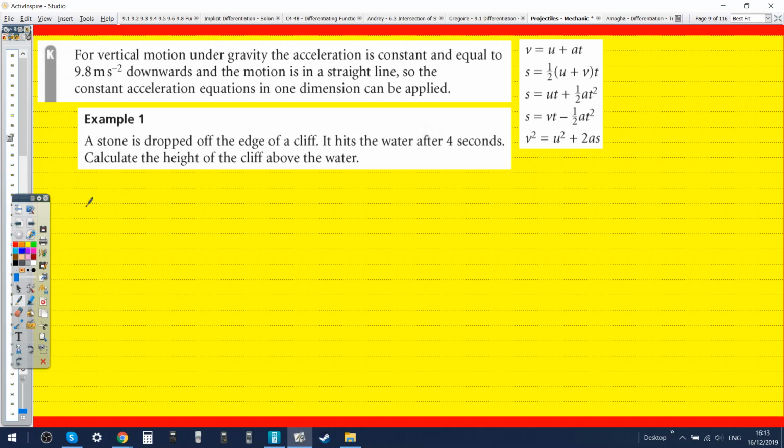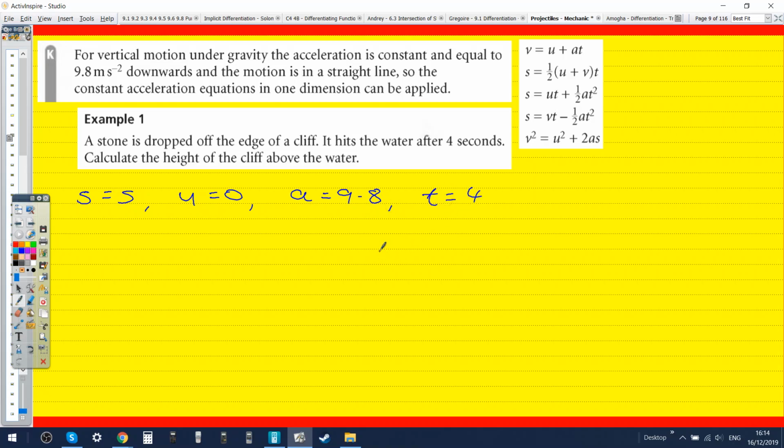Would we use s equals ut plus a half at squared? Because we don't know the final velocity, do we? So we want s. What we don't know is v. What else do we know? u would be 0. We would have the acceleration is 9.8. And we know t is 4 seconds.